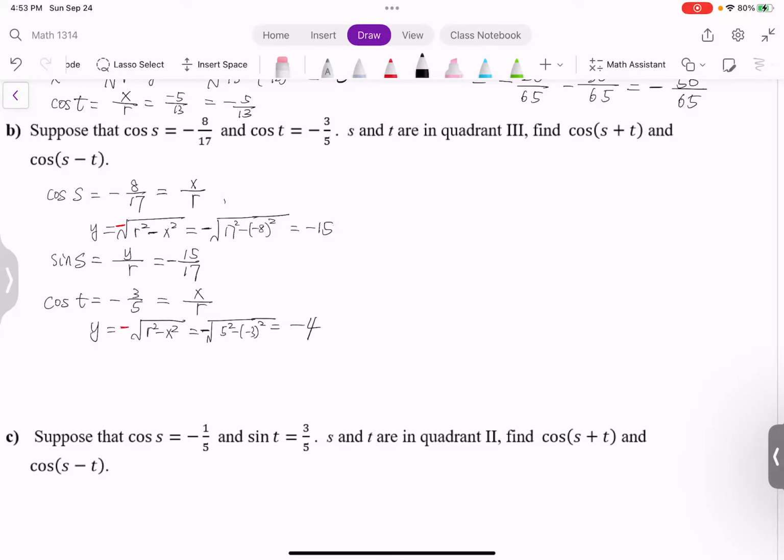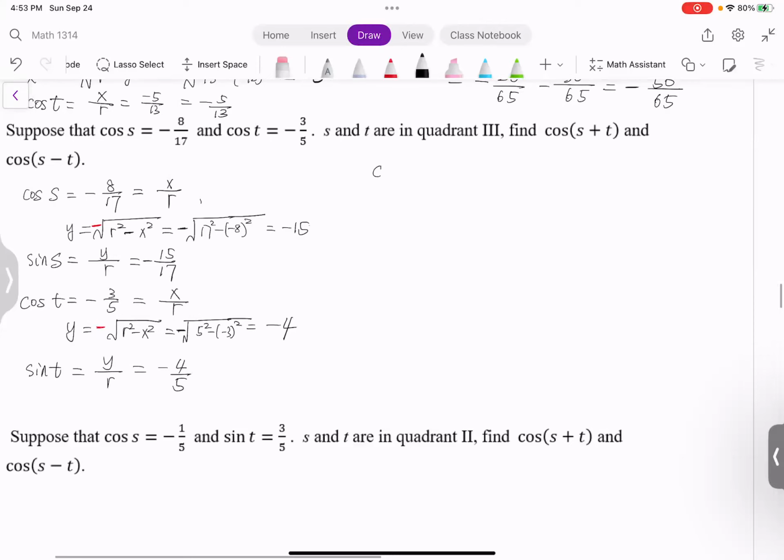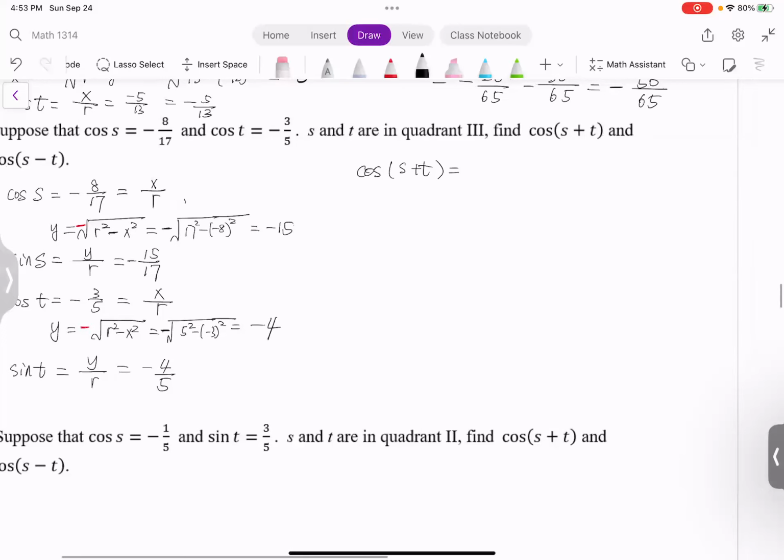So sine t equals y over r. This is negative 4 over 5. So we found all the information. We need the formula. Cosine s plus t equals cosine s cosine t minus sine s sine t.